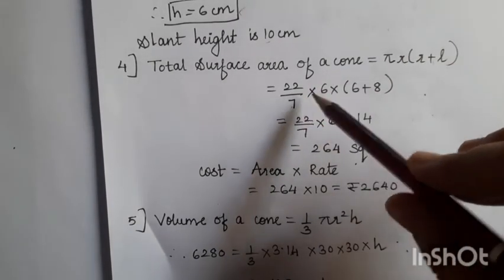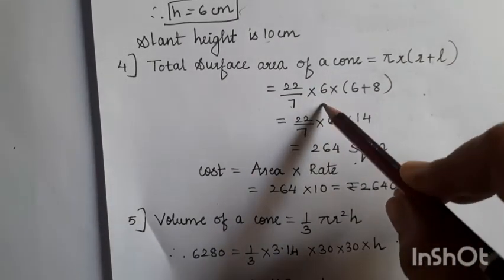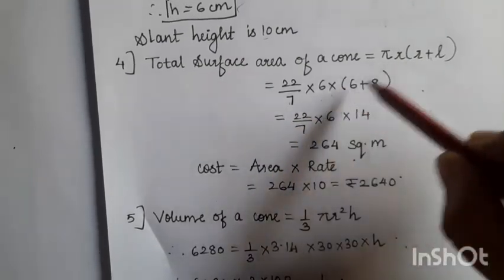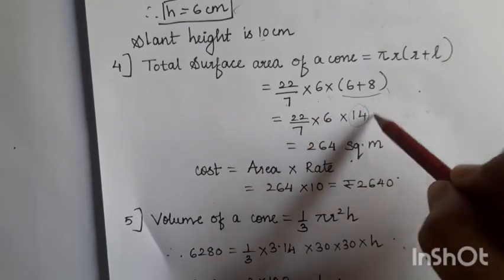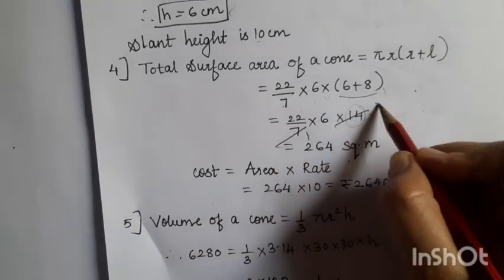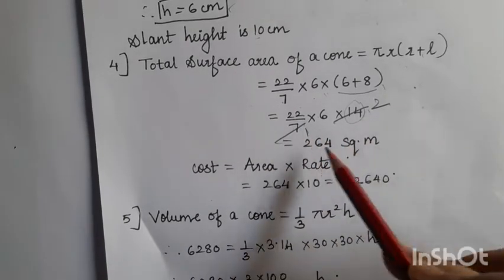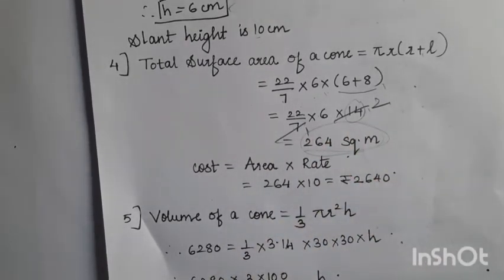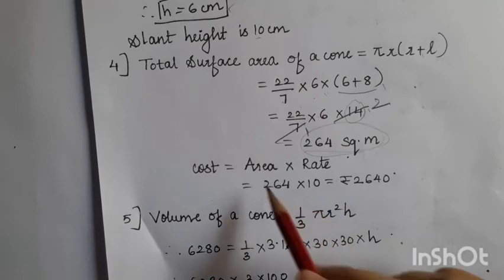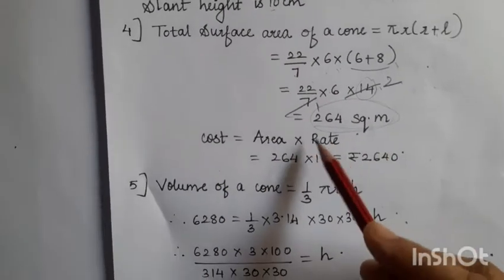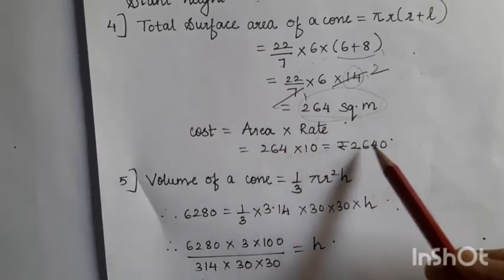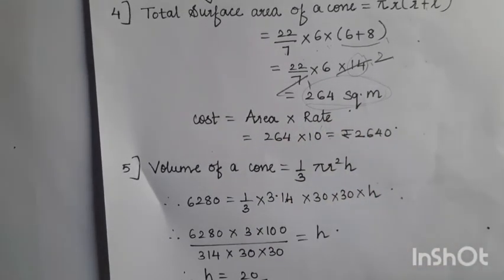So 22 upon 7 multiplied by 6, multiplied by 6 plus 8. 6 plus 8 is 14. So 22 upon 7 into 6 into 14. 7 ones are 7, 7 twos are 14. So you multiply, you get 264 square meter. Now we find the cost. So 1 square meter is rupees 10. So total is 264 into 10, which is 2640 rupees. So you got the total cost of the cone shaped tin.